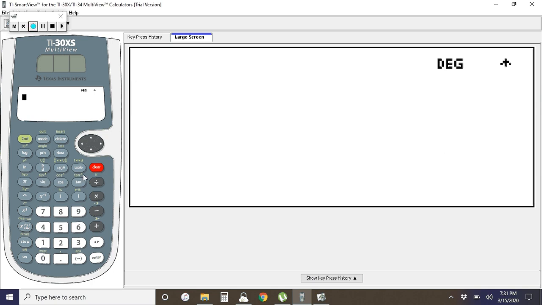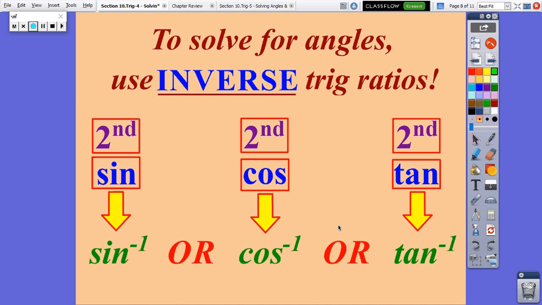And right above them, you'll see a little sign, and it looks like an exponent here. Sine to the -1, cosine to the -1, tangent to the -1. And to get to those, you have to press the second button. So if I wanted to get to the inverse sine, I'd have to press second sine, and then there's that sine -1. And if I needed to get to inverse tangent, then second tangent to get to that tan -1. And the same thing for inverse cosine.